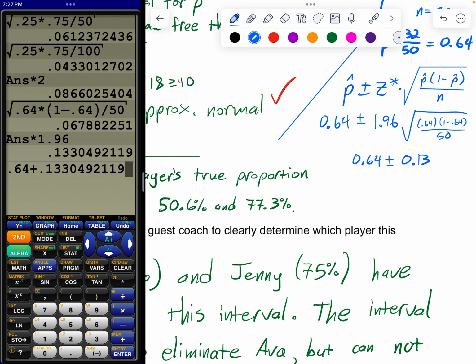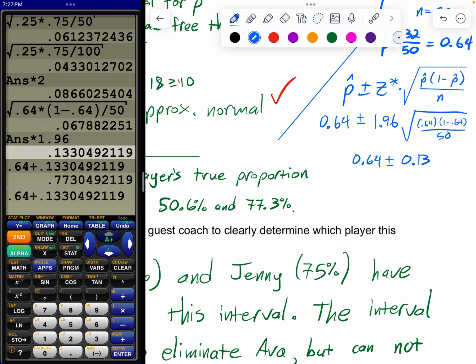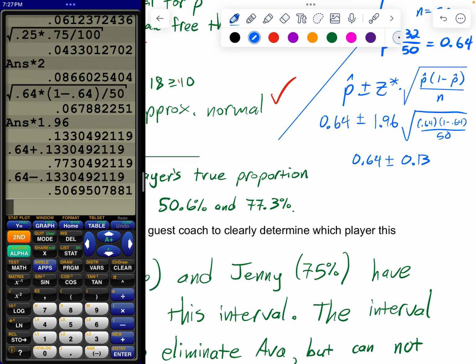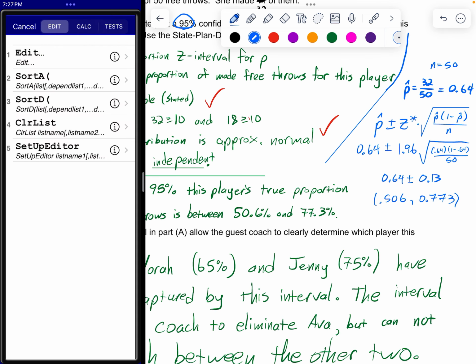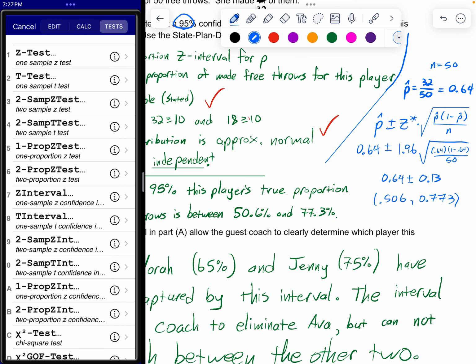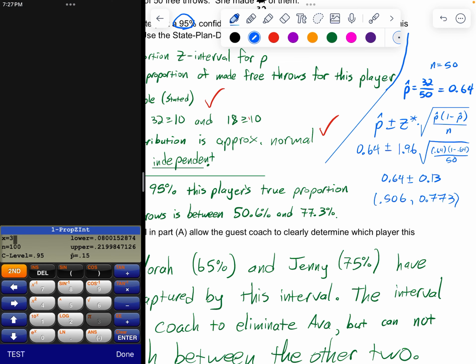Bloop. That is going to be the high side of the interval. And then I'm going to subtract it to get the low side, the bottom of the interval. So I'm getting 0.506 to 0.773. If I were you at this point, I would definitely check it using the test like this. And it's really, really quick and easy to do. So there you go. Bada bing, bada boom. That's exactly what I got.